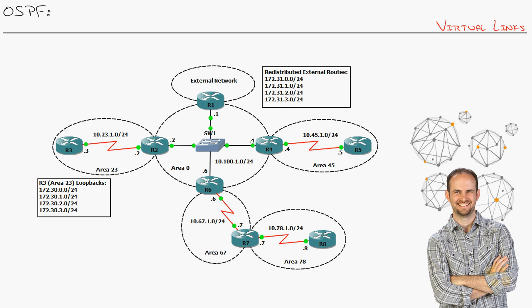OSPF virtual links are used when you cannot meet the design requirements of OSPF areas, which says all areas must connect directly to Area 0, the backbone of the system. That's what a lot of the technical documentation will tell you, but let me give you a real-world scenario where that actually could happen, because sometimes there's a disconnect between seeing these dotted diagrams and routers and actually seeing how that could happen in the real world.